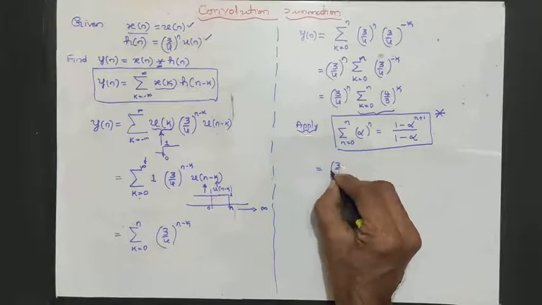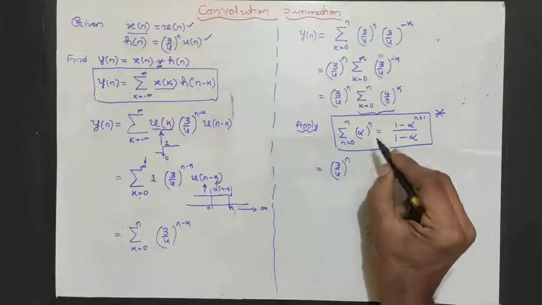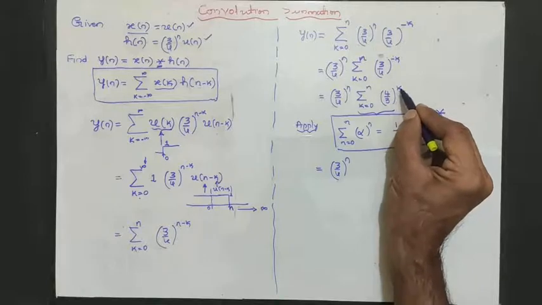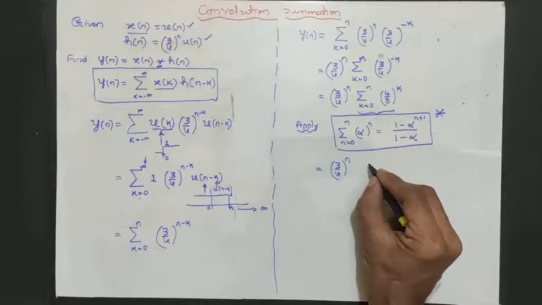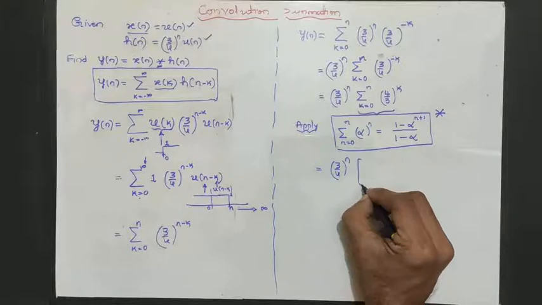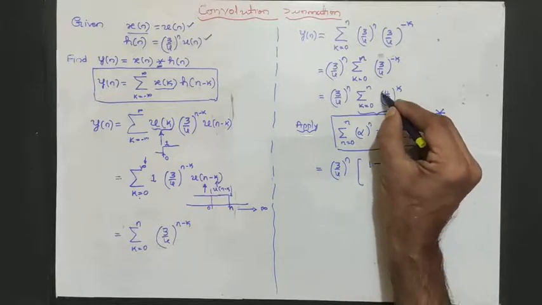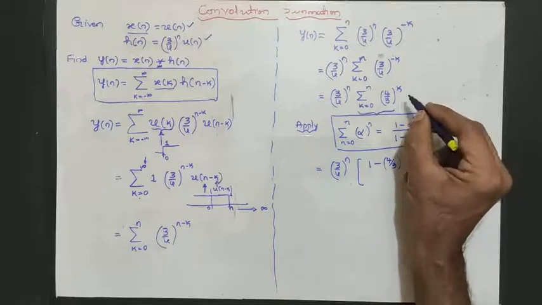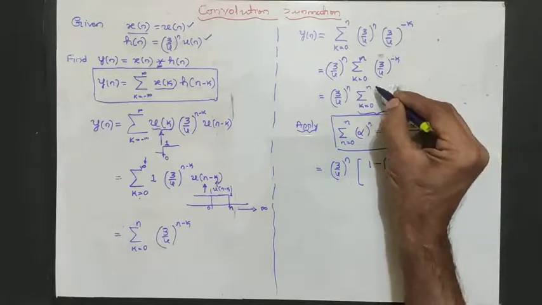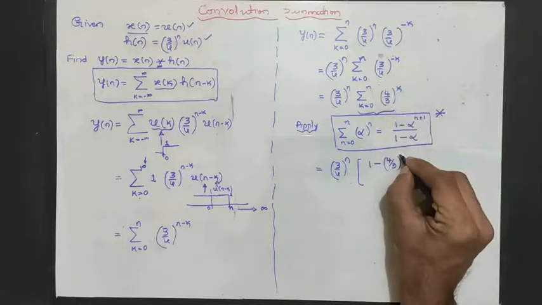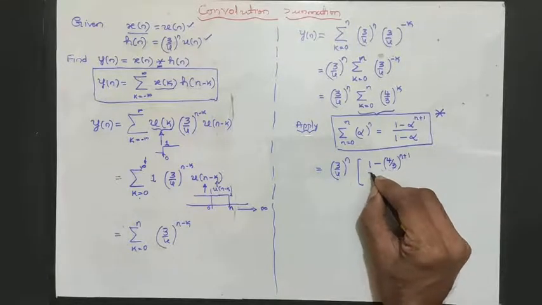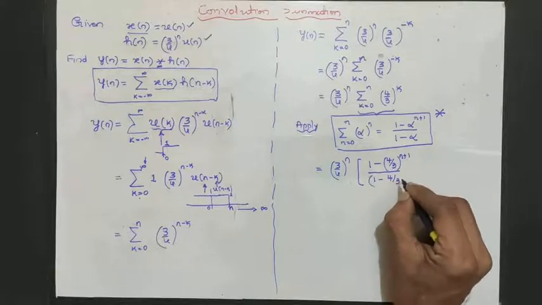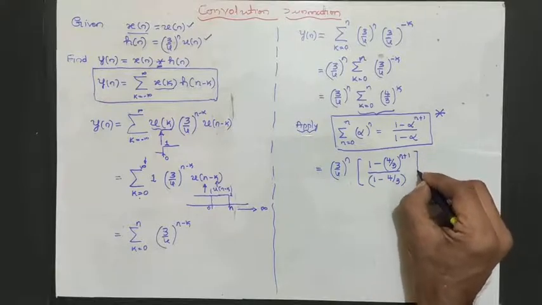Now let me see this. 3 by 4 raised to n, summation starts from 0 to n, 4 by 3 raised to k, right? How to apply that? 1 minus, what was there in the bracket? 4 by 3 raised to n plus 1. N plus 1 I wrote, divided by 1 minus 4 by 3.